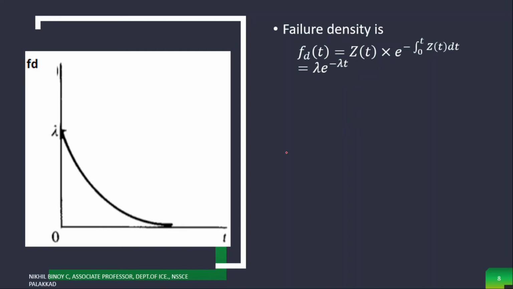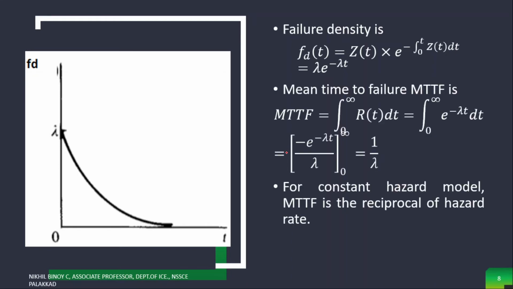Also we discussed the mean time to failure, MTTF. So the MTTF of a constant hazard model is 1 by lambda, the reciprocal of the constant hazard value. MTTF is equal to 1 by lambda, where lambda is the constant hazard rate. So these are the things that we discussed in the last class. Today we are going to do two simple problems.